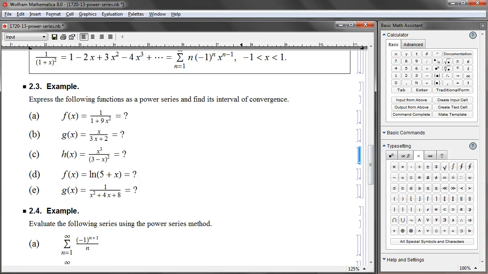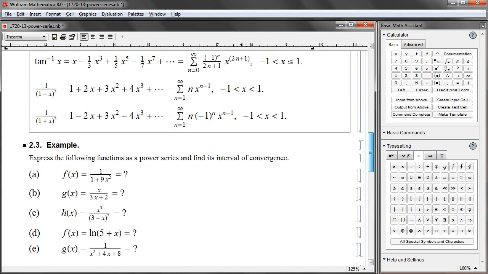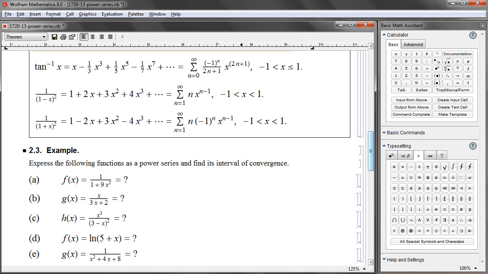How about this problem here? Very similar. We have the log of 1 plus x formula here. So this must have something to do with that. And somehow you have to change 5 into 1. How do we do that?